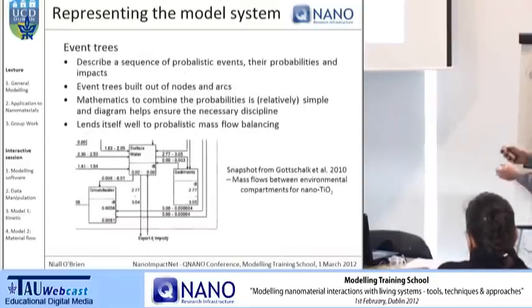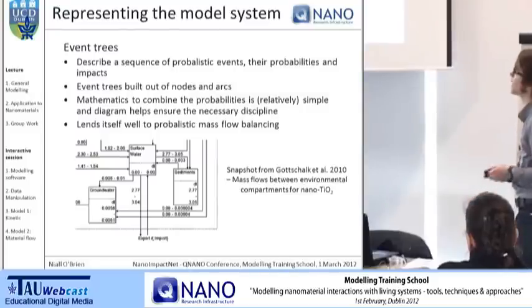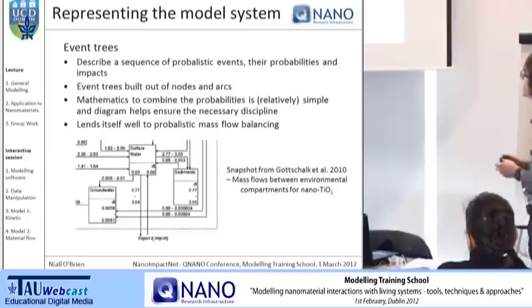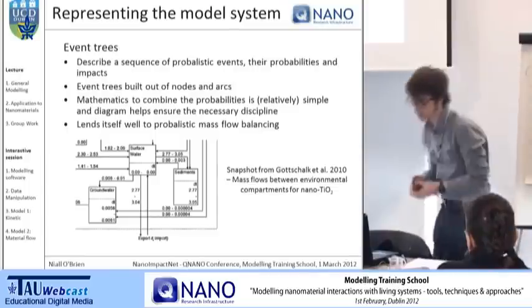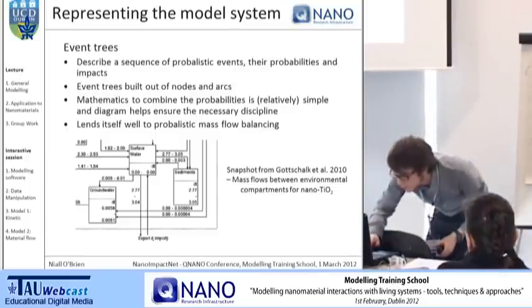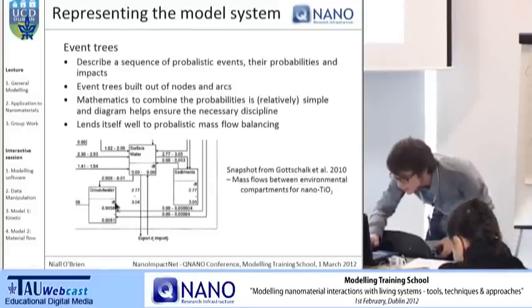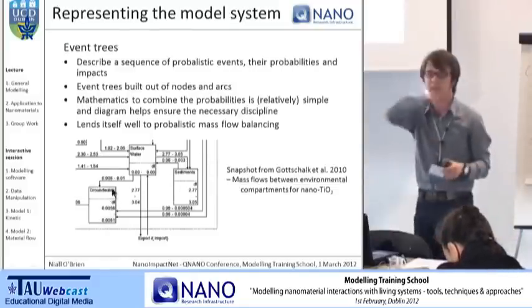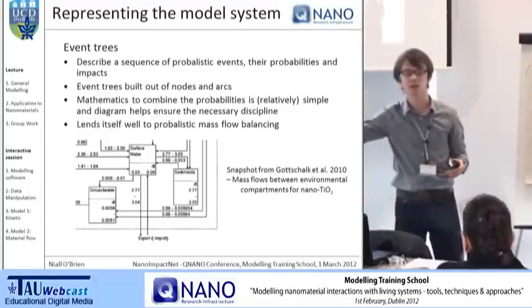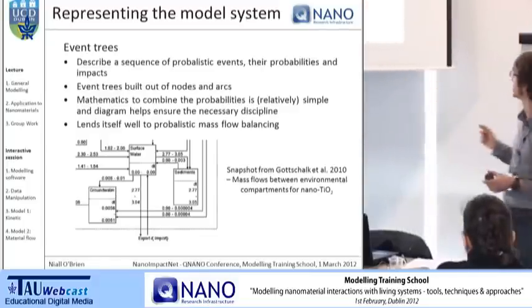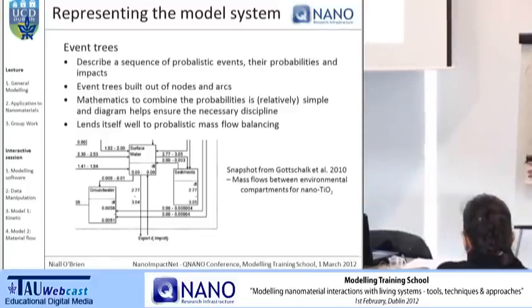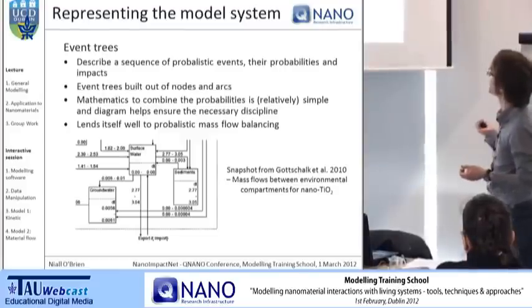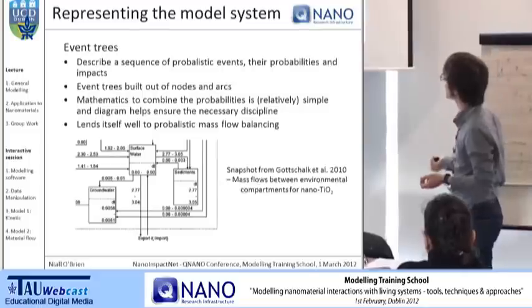Event trees. So it describes a sequence of probabilistic events, their probabilities and impacts. So these event trees are built out of nodes and arcs. So each node, let's say surface water is one node, sediments another, groundwater another, and arcs that represent the relationship between these different elements and that represent how they influence each other.